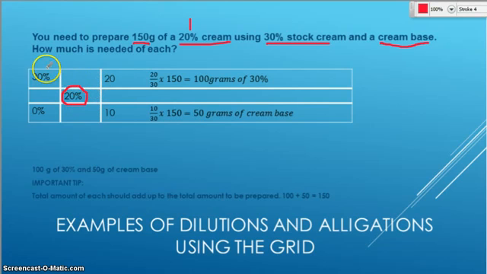We are using 30% and a base. Base does not have any drug in it. Therefore, the strength is 0. So that's what goes in the bottom corner. Now we're ready to do our subtraction. 0 from 20 gives me 20. 30 minus 20 gives me 10. So altogether, when I add this, I have 30 total parts. 20 out of the 30 are the 30%. 10 out of the 30 are the 0%, the base.